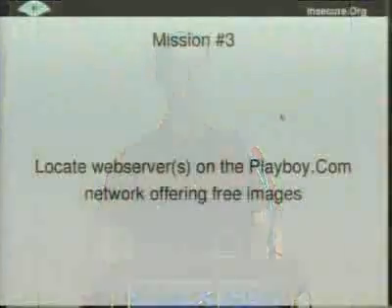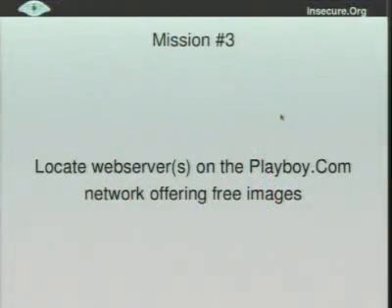So for this example, we're going to use a less common mission, but one that emphasizes the right points. So the idea is to locate web servers on the Playboy.com network that offer free images. I've had this problem where the main web page requires a credit card number, but I'm kind of a cheapskate.